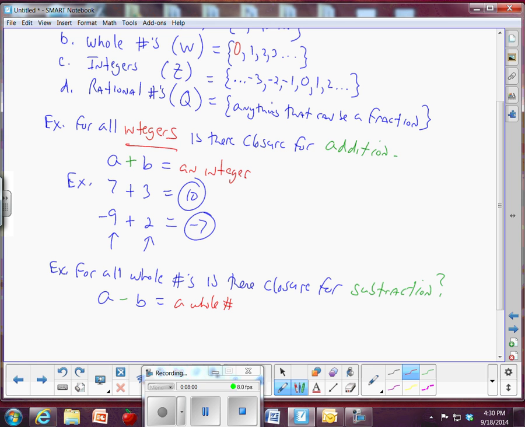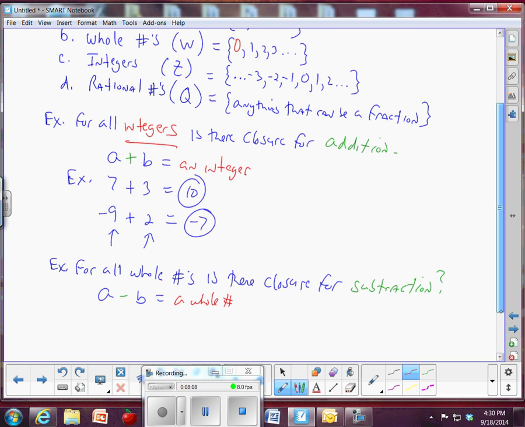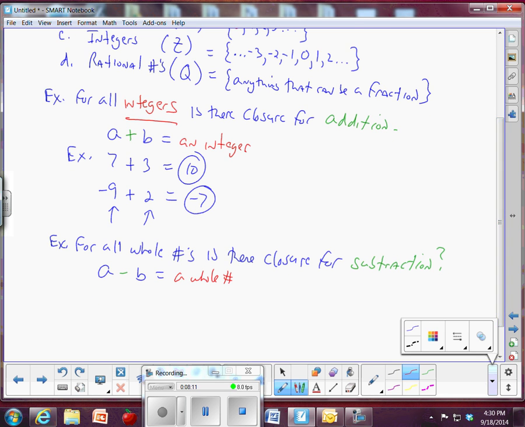No matter what two integers, or I'm sorry, what two whole numbers you subtract, do you always get another whole number? Now remember, if you can find one situation where it does not work, then you don't have closure. So, I can find a ton of situations where it will work. Here's one where it will work. If A were 10 and B were 5, those are both whole numbers, aren't they? They are. What happens when you subtract them? You get the number 5. Is 5 a whole number?